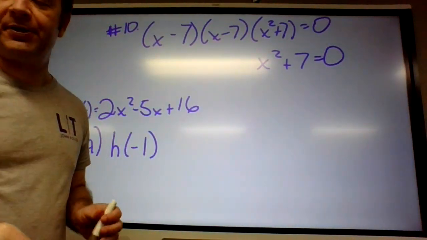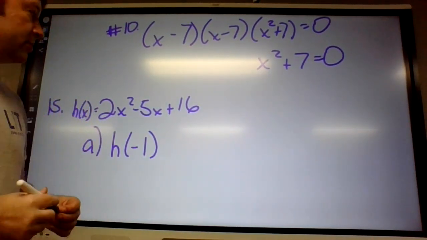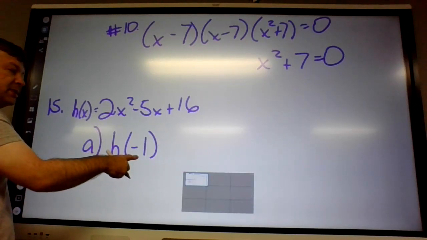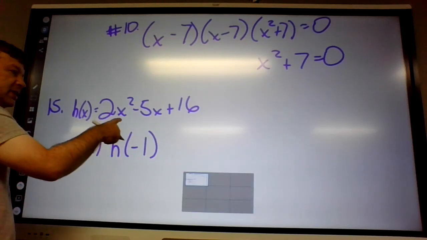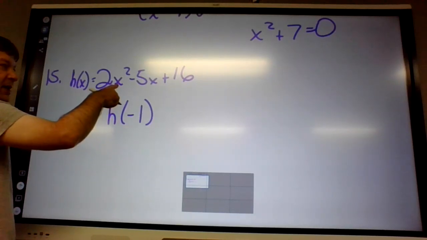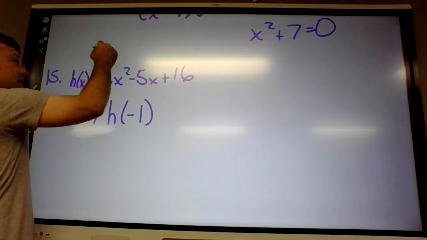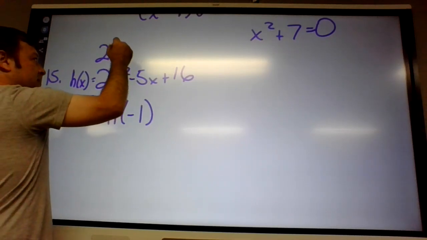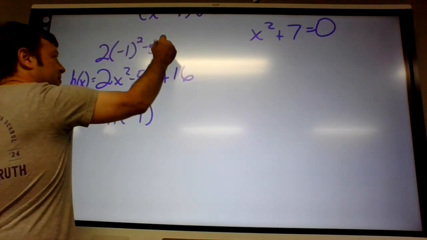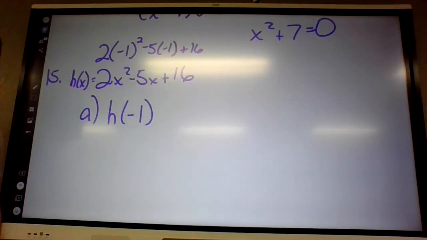Number 15 says find the values of the function. Remember to simplify the answer. So it says h of -1. So what does that mean? Plug in -1. You could use your calculator. Actually, there's kind of a trick on your calculator. You could put parentheses around where the x's were, and plug that in.